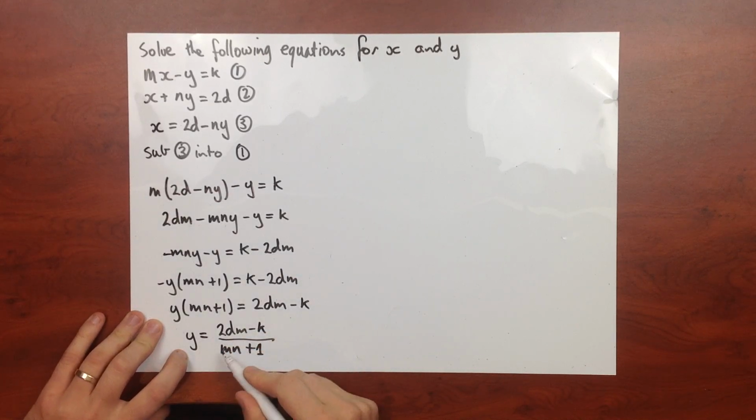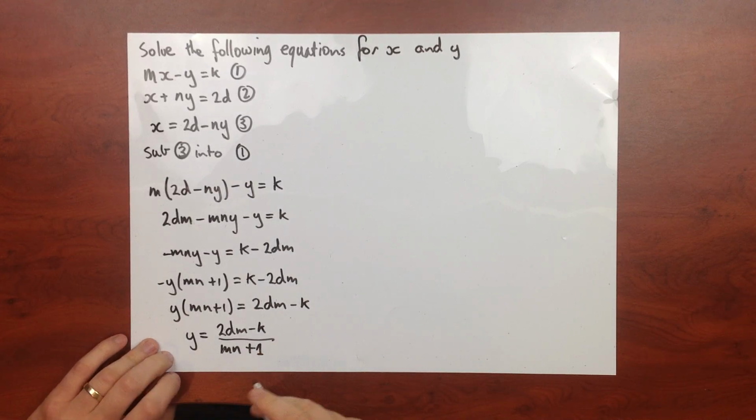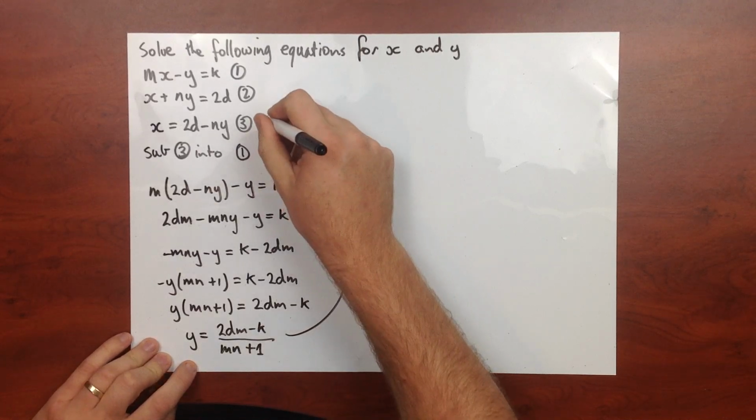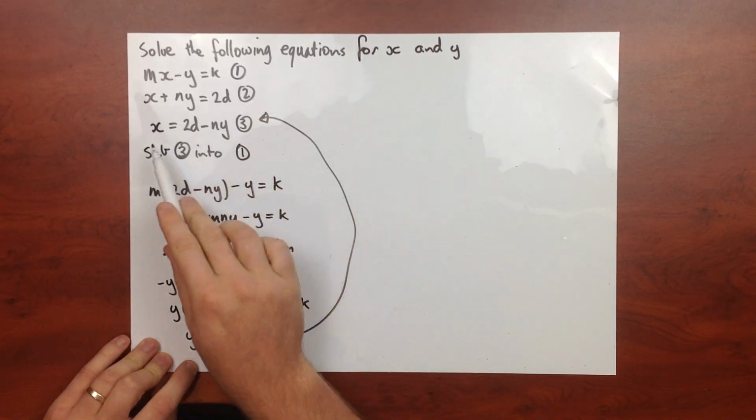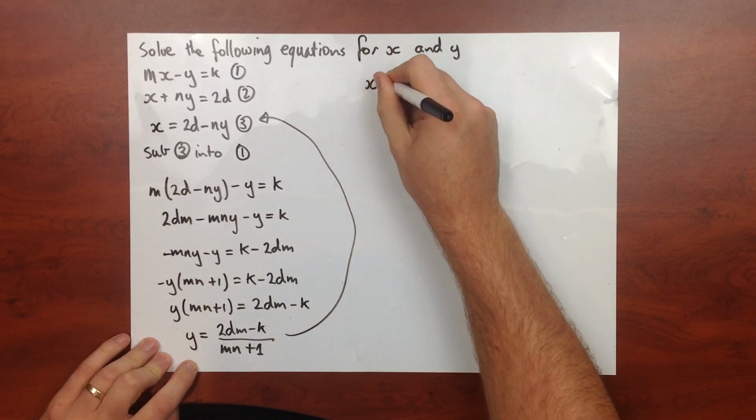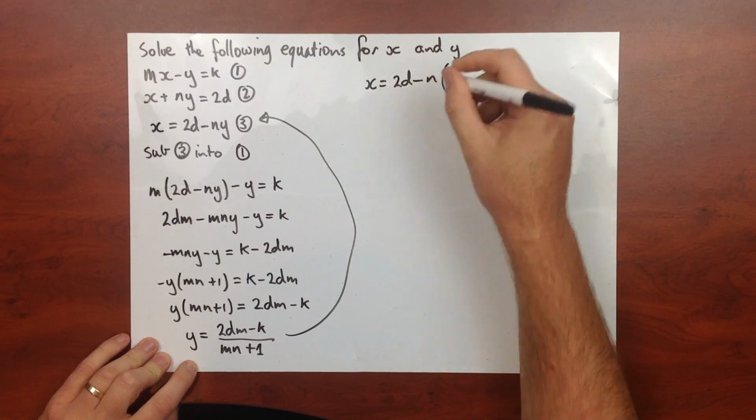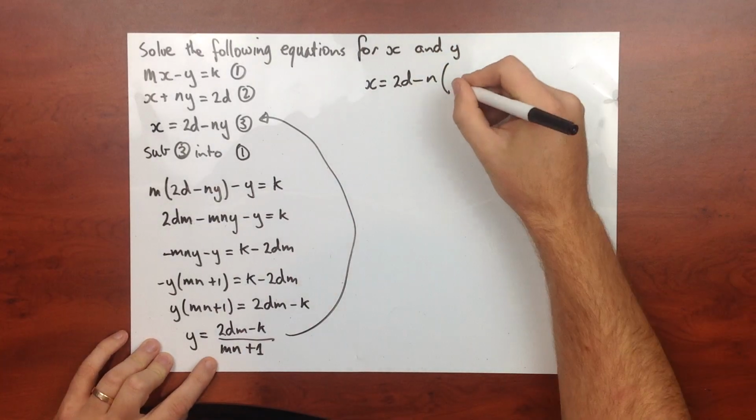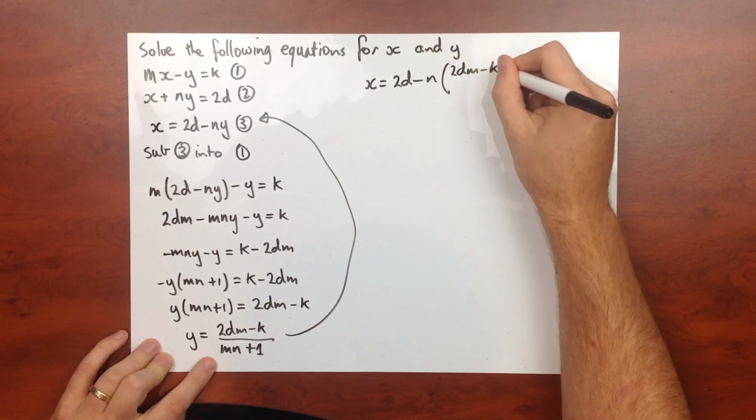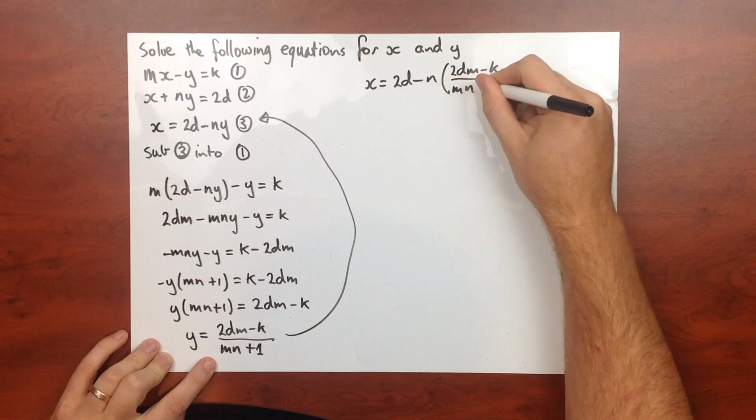Don't need to worry that we've got an m on the top and bottom. It's not much point to make that much nicer. Now you have y. Now what we want to do is sub y back into 3. You'd always go back into 3 because you've got x as the subject of the equation already. So we're going to say x equals 2d minus n times y, which is all this stuff: 2dm minus k on mn plus 1.